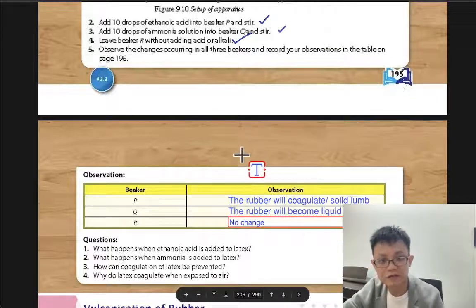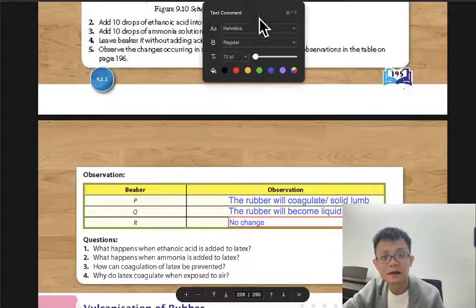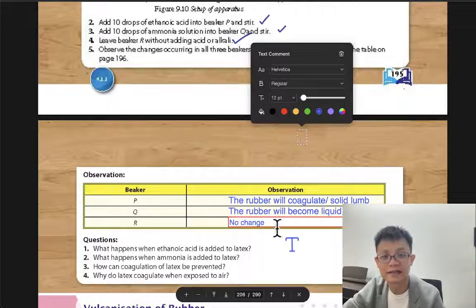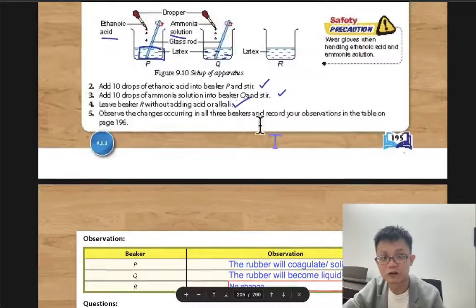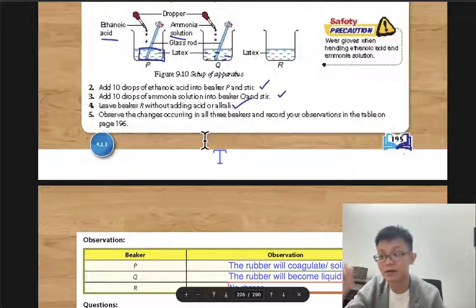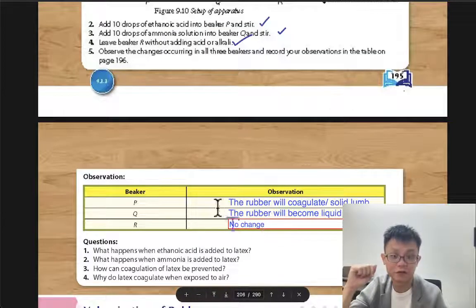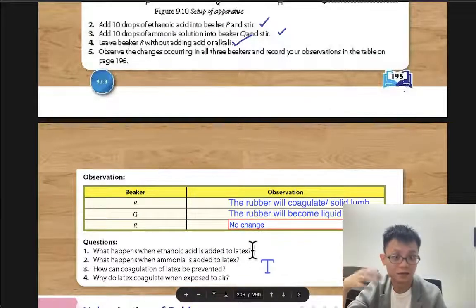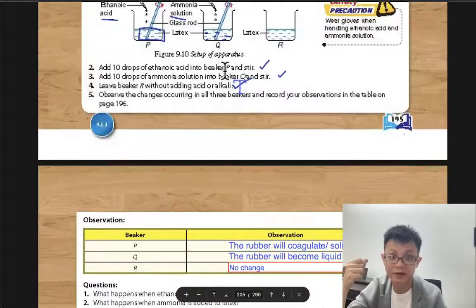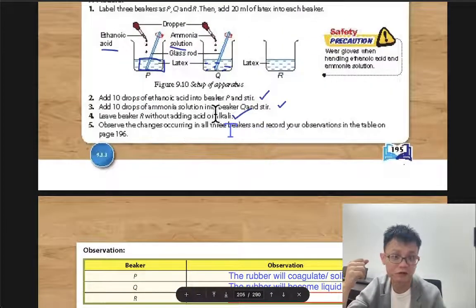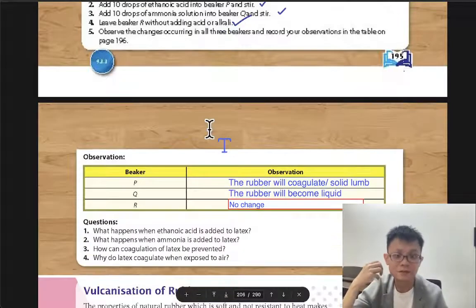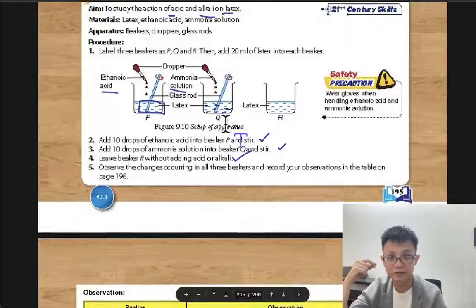Of course, if the question says left it for a few days, then it will become solid, because the bacteria will grow. The bacteria will produce acid, and then it will cause coagulation. Therefore, for R, probably there will be no change, because here it didn't write how long they want to leave it. Probably just maybe 5 seconds. So no change. Very good. So it will be a constant variable.